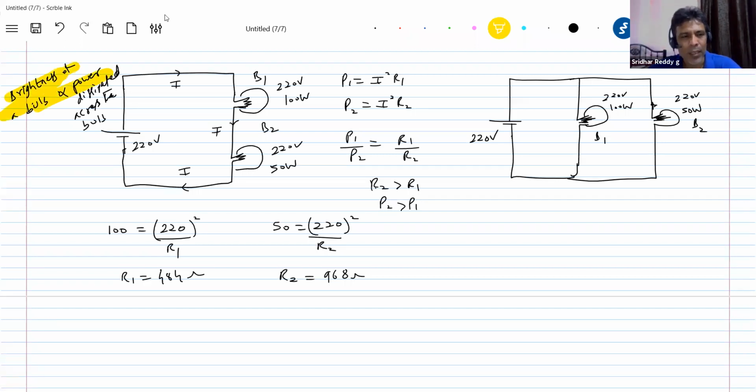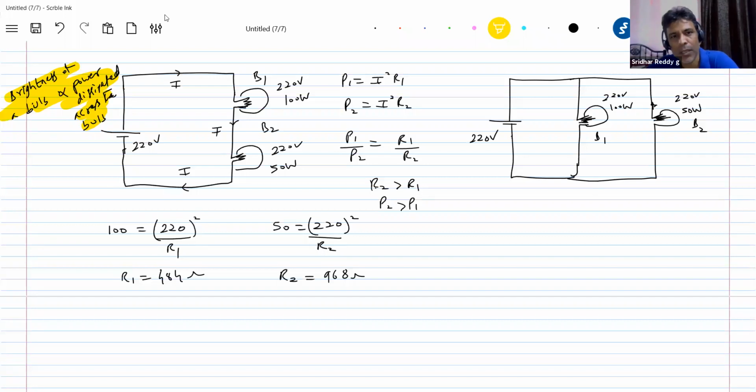In some books, they mention brightness of a bulb is related to power across the bulb. The students get confused. No, power rating is different. Power dissipated is different. Check it now: the power ratings are 100 watt and 50 watt. Then look at this one. Across which bulb is the power dissipated more? Across bulb 2. So the brightness of bulb 2 will be more. When you connect two bulbs in series, the one which has the lower power rating will have more brightness.